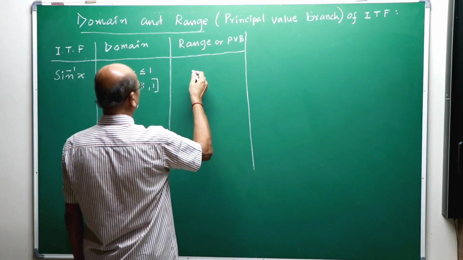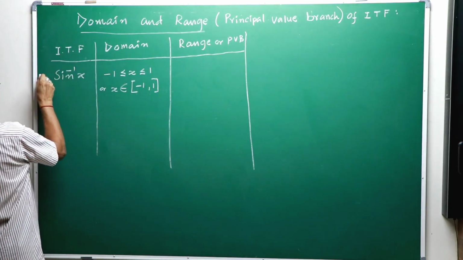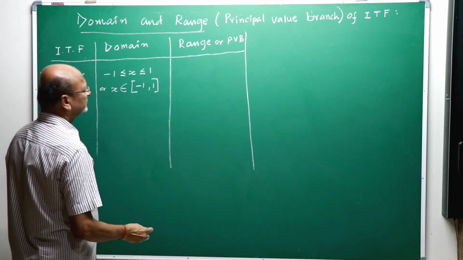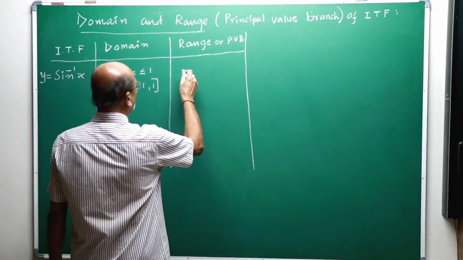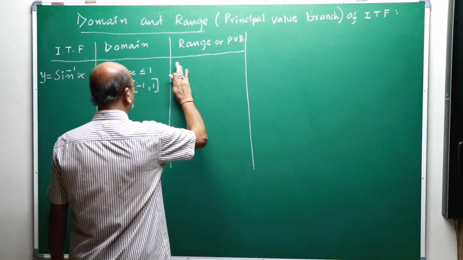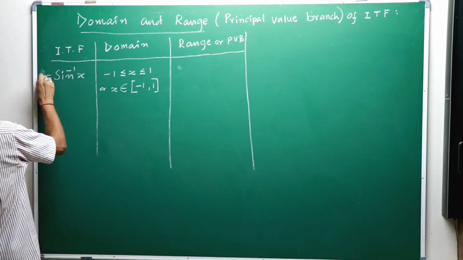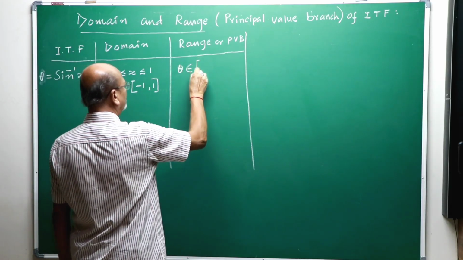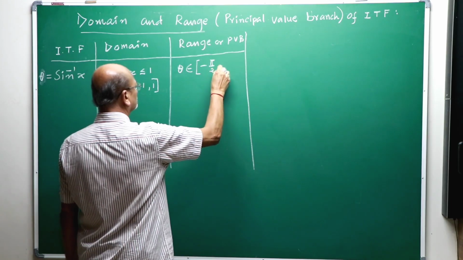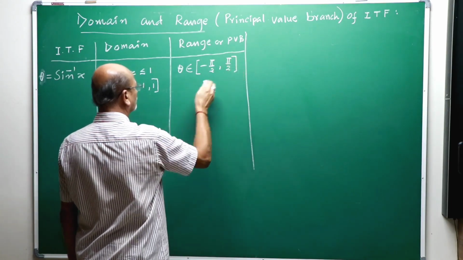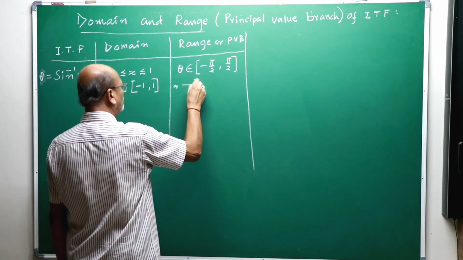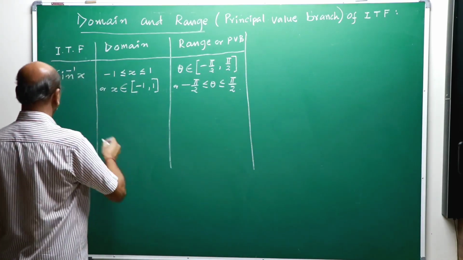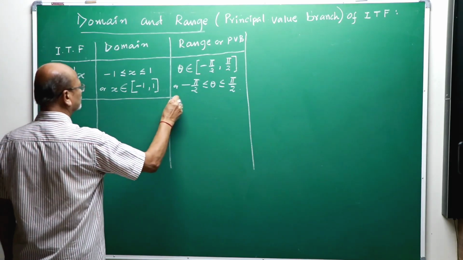Its range, value of theta, it is here. If you take y, my friends, instead of theta, or if you take theta, anything. Take theta only. Theta belongs to the closed interval minus pi by 2 to plus pi by 2, or minus pi by 2 less or equal to theta, less or equal to plus pi by 2. My friends, it is connected with sin inverse x.